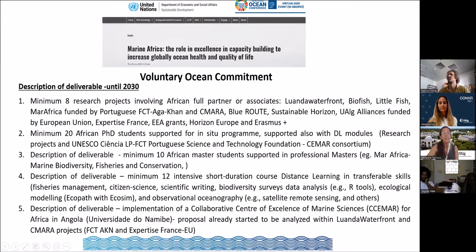I'm also adding as deliverables a minimum of 20 African PhD students supported for in situ study programs, and this will be achieved mainly through the cooperation that we have already signed with the Portuguese Science and Technology Foundation through the CIMAR consortium that will receive 20 scholarships for African studies concerning marine science, and these are targeting especially local problems in coastal areas of Africa.